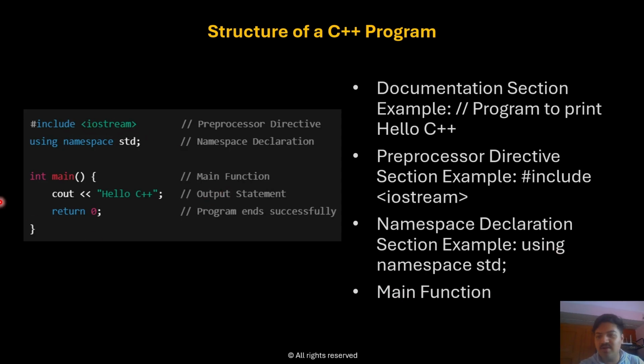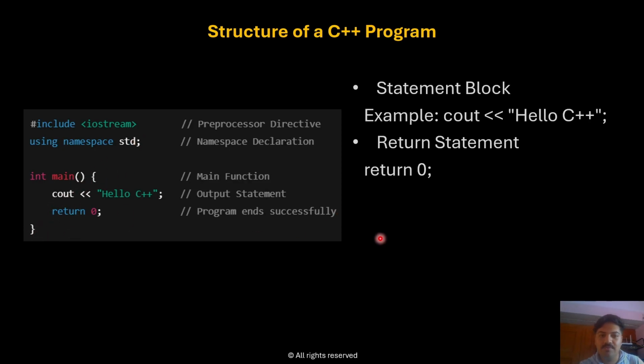Next, we have the main function. Here we can see int main. It is the main function. The simple braces, the parentheses, show that it is a function, and the curly braces denote the starting and closing of the function. Then the statement block. The statement block is the block inside the curly braces, that is, cout << "Hello C++". That is also the output statement here. cout << "Hello C++" is the statement block.